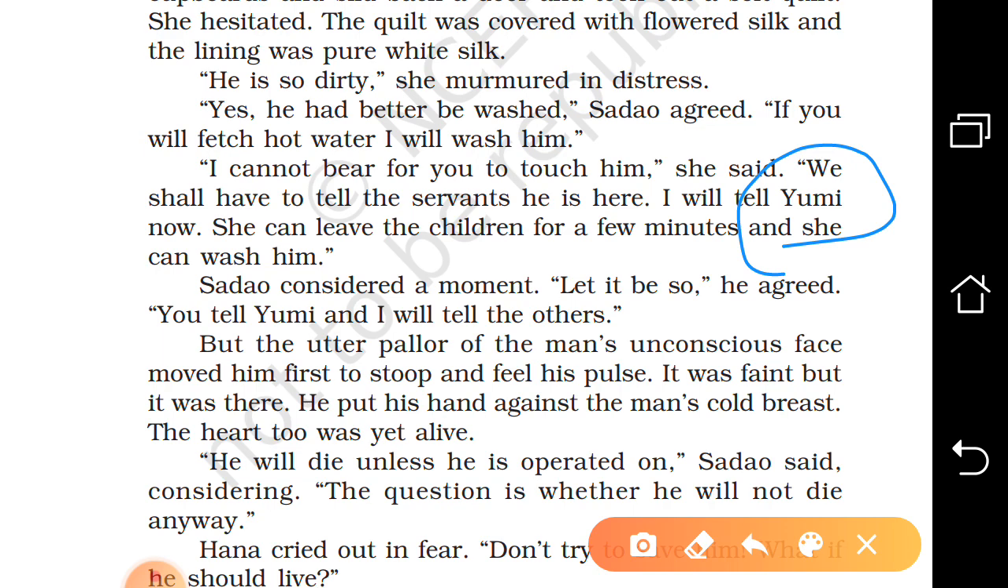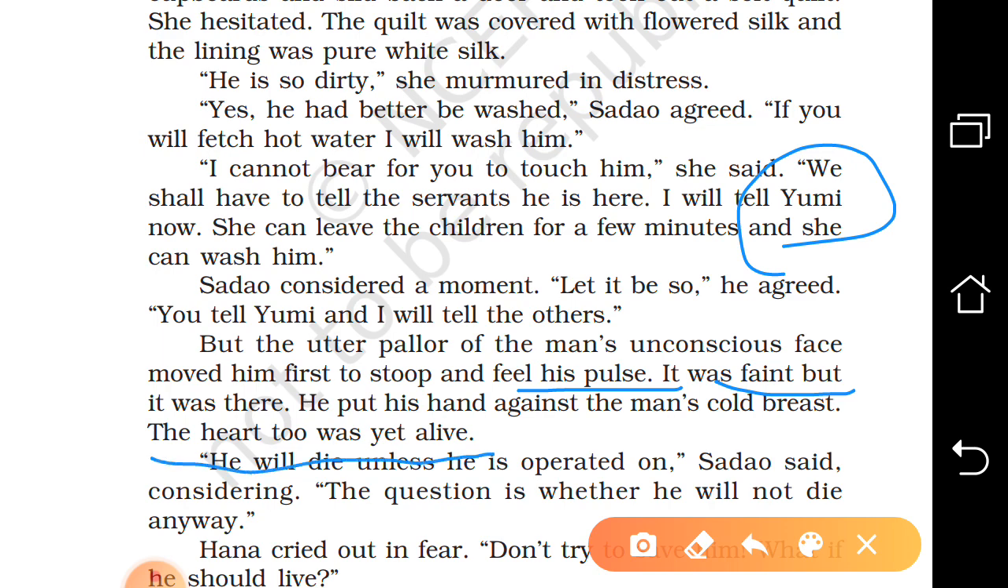Shadow considered a moment. Let it be so, he agreed. You tell Yumi and I will tell the others. But the utter pallor of the man's unconscious face moved him first to stoop and feel his pulse. It was faint, but it was there. He put his hand against the man's cold breast. The heart too was yet alive. Actually, as a doctor, he wanted to check the man's pulse, and there is a faint beating of the pulse, and his heart was alive.